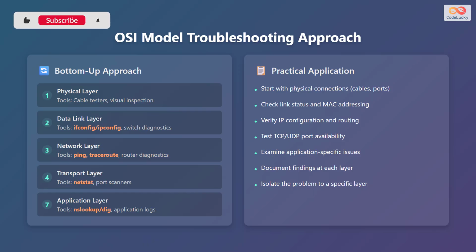Here's how to apply this practically. Start with physical connections like cables and ports, then check link status and media access control addressing, verify Internet Protocol configuration and routing, test Transmission Control Protocol or User Datagram Protocol port availability, examine application-specific issues, document findings at each layer, and isolate the problem to a specific layer.